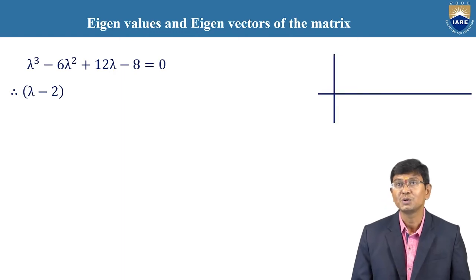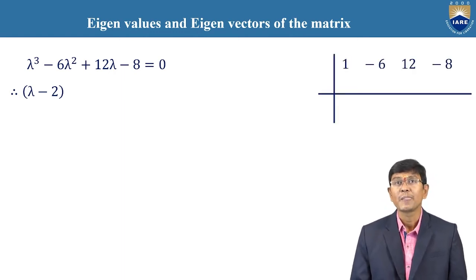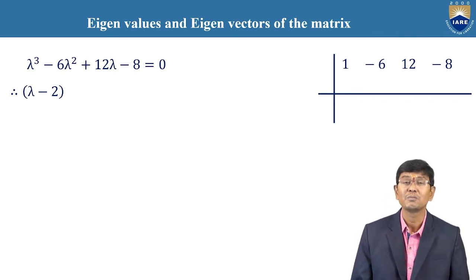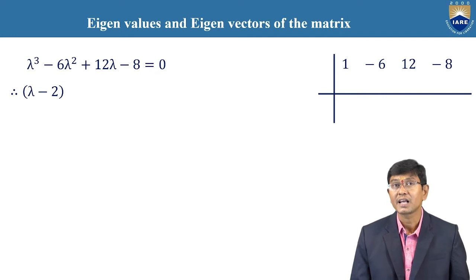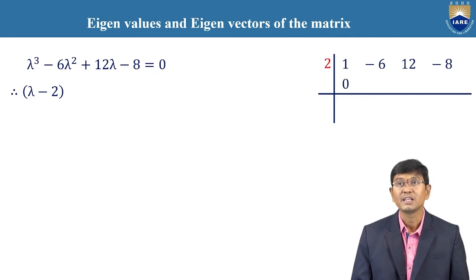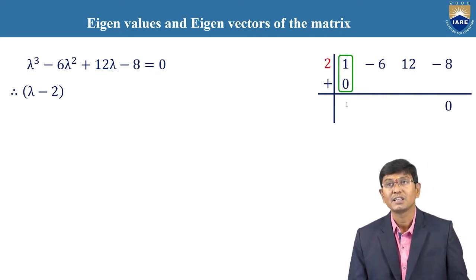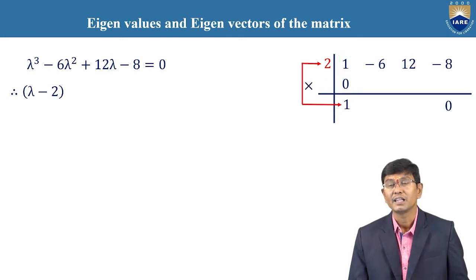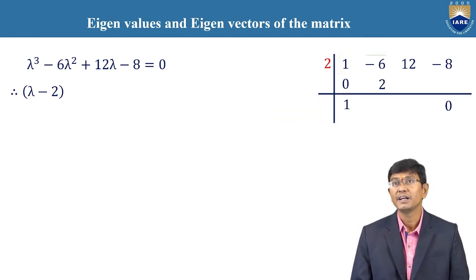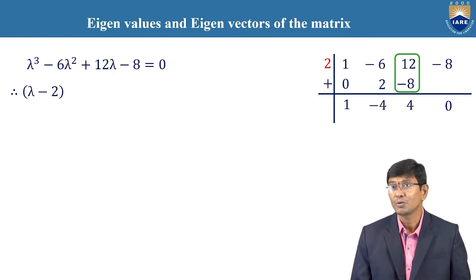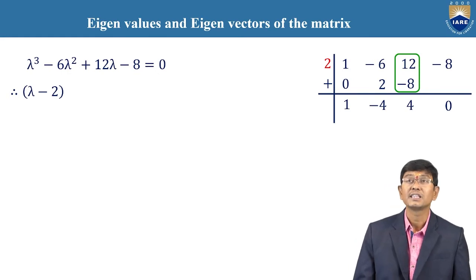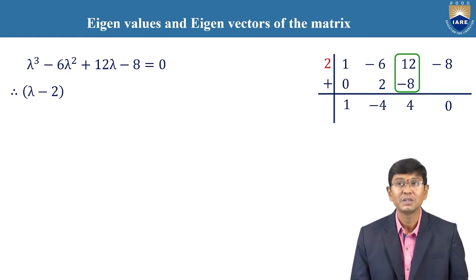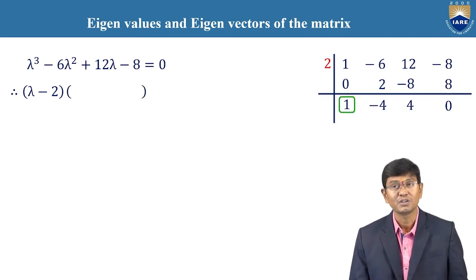Therefore, dividing by lambda minus 2 using synthetic division, the first row is 1, minus 6, 12 and minus 8, the coefficients of lambda cube, lambda square, lambda and the constant, and again lambda is equal to 2. After the simplification, we obtain 1, minus 4, and 4. Therefore, the equation is lambda minus 2 into lambda square minus 4 lambda plus 4 is equal to 0.